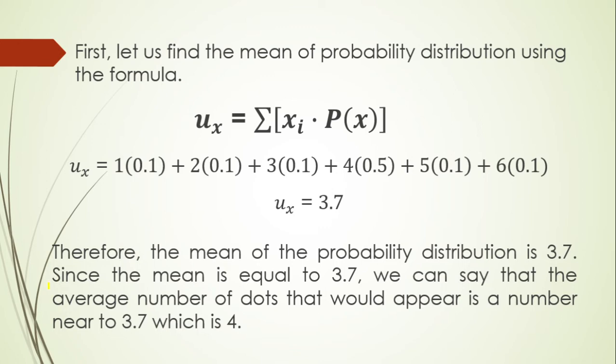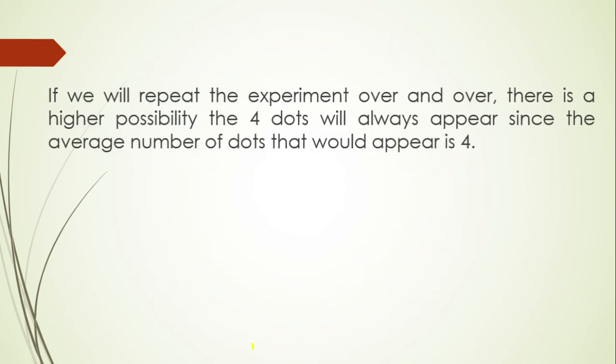Since the mean is equal to 3.7, you can say that the average number of dots that would appear is a number near 3.7, which is 4. If we repeat the experiment over and over, there is a higher possibility that 4 dots will appear, since the average number of dots that would appear is 4. So, yung masasabi natin na kapag ilang beses natin itong inulit, ang may possibility na lumabas ay 4.